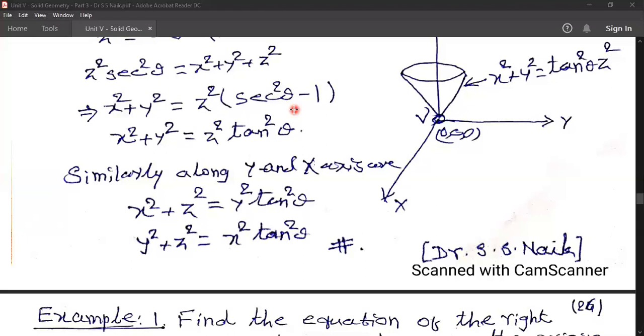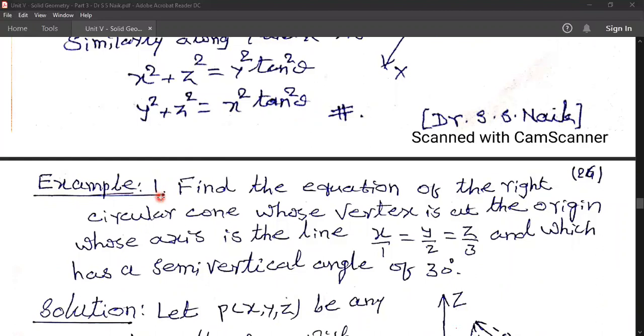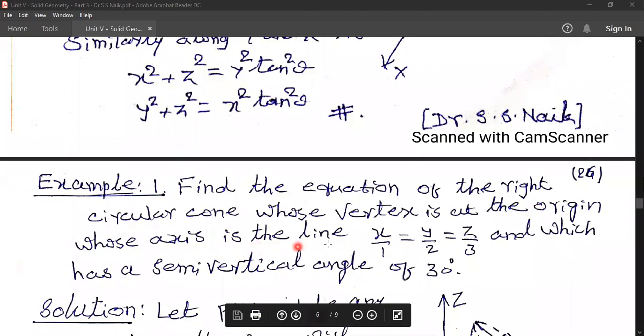Say we'll take an example, so it becomes clear. This is example 1. Find the equation of the right circular cone whose vertex is at the origin, whose axis is the line x upon 1 is equal to y upon 2 is equal to z upon 3, and which has a semi-vertical angle of 30 degrees.